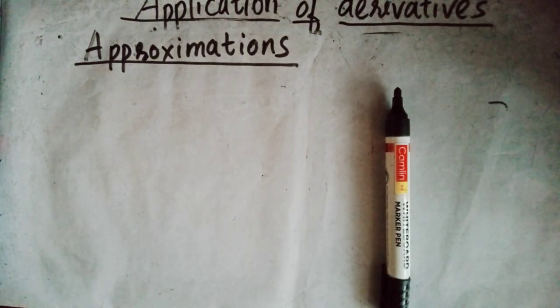Hello students, so we are doing application of derivatives and we are starting the subtopic which is approximations. Whenever a number is given, if you want to find a root or a cube root value at that point, this method is very useful. We are not finding the actual value, we are finding the approximate value. So we'll start with an example.